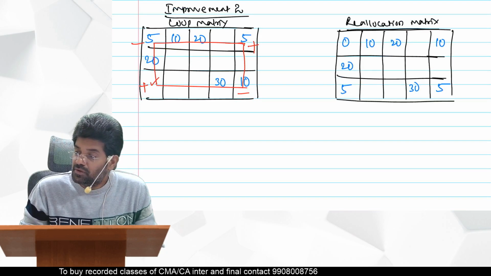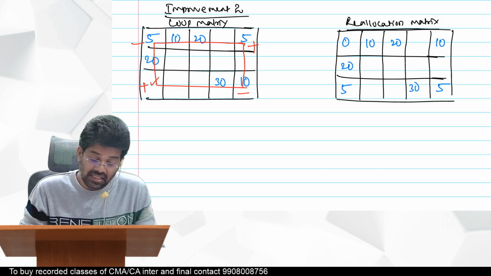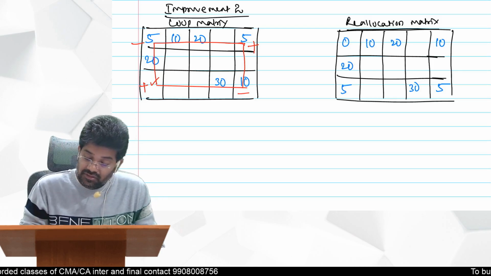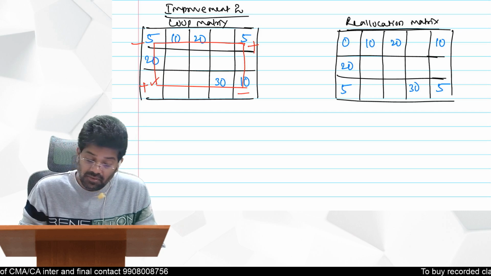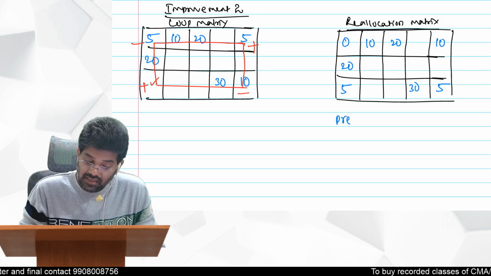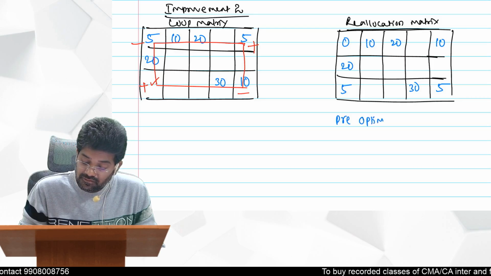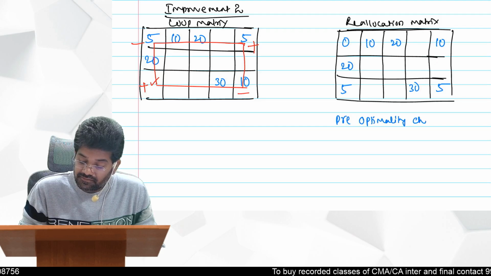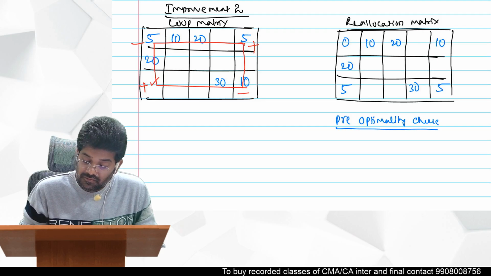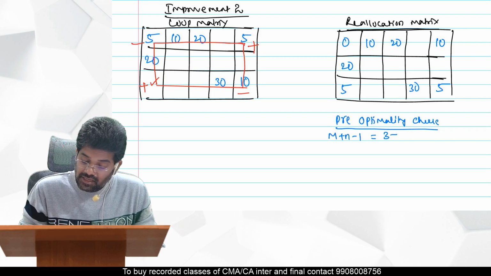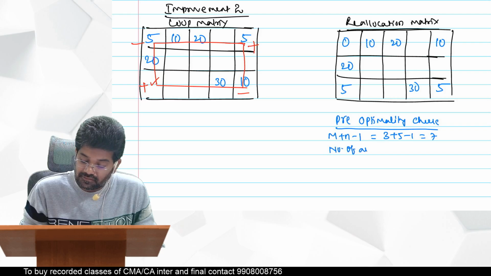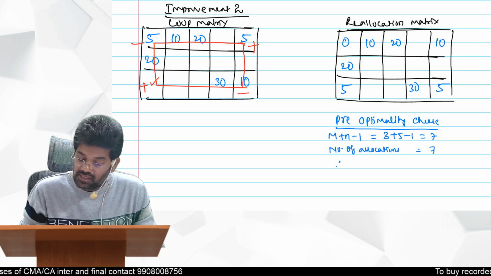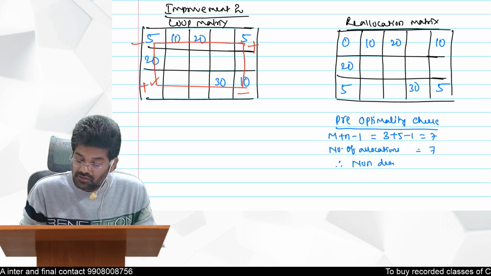Now again we should perform the optimality test, U plus V matrix and then change matrix. So here again the number of allocations should be equal to m plus n minus 1. So what is the pre-optimality check? m plus n minus 1 is equal to 3 plus 5 minus 1 is equal to 7. Number of allocations is equal to 7. So it is a non-degenerated solution.